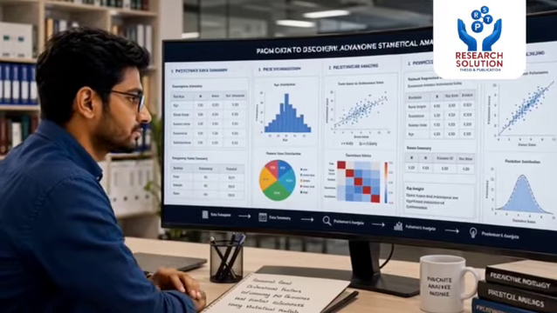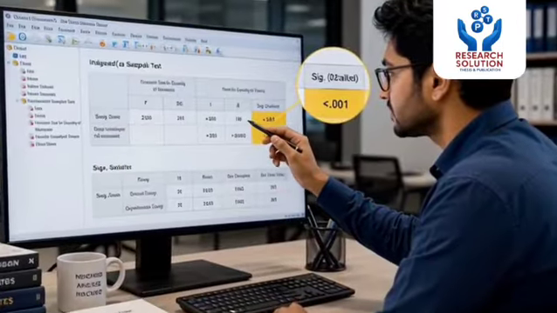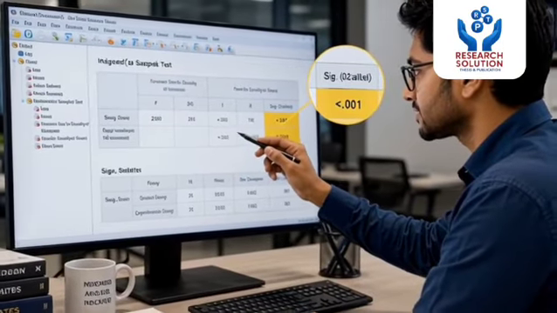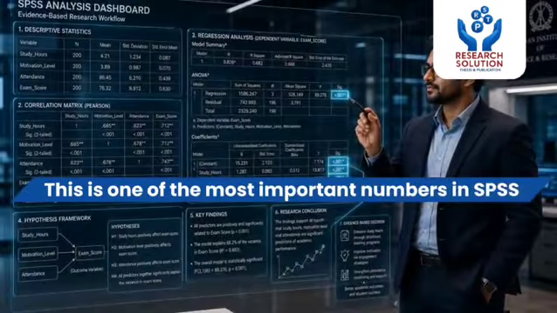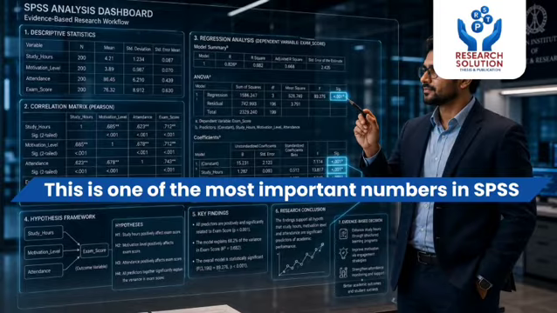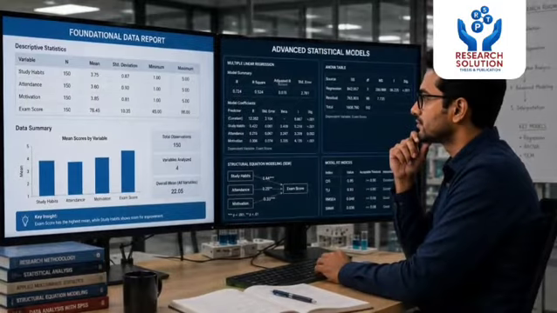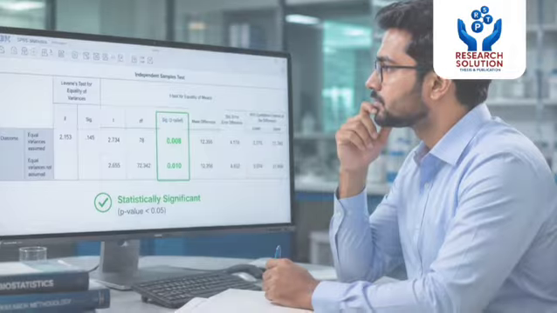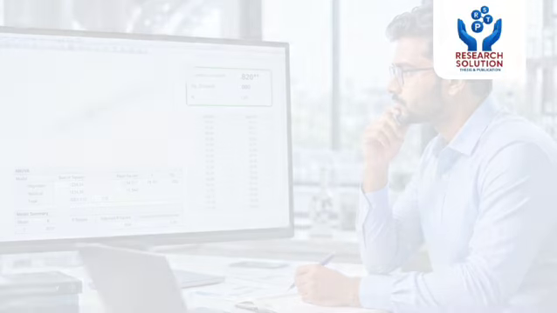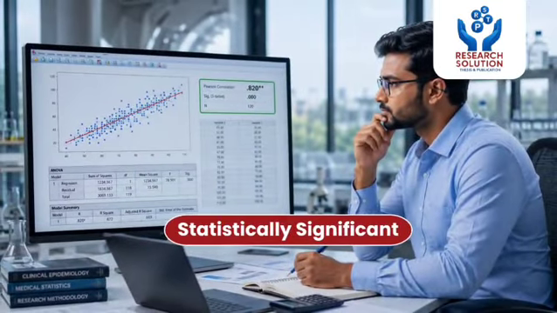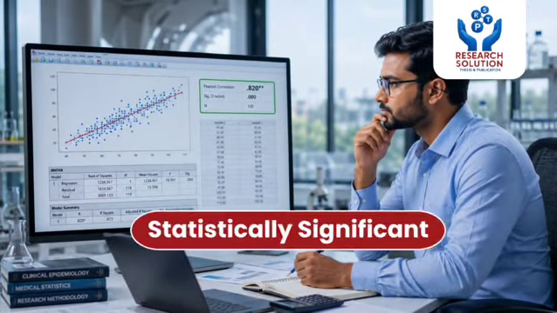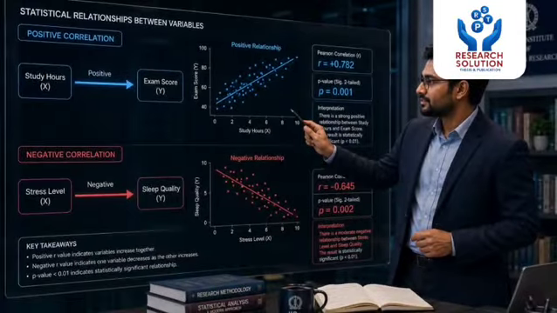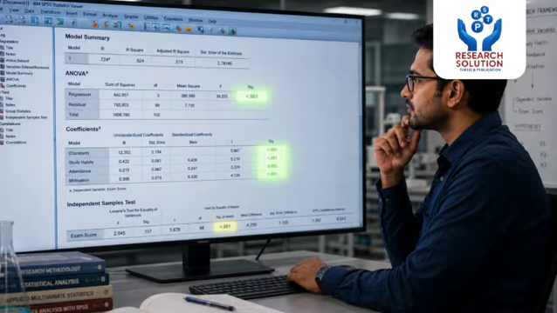Next, focus on the significance value, often labeled as sig or p-value. This is one of the most important numbers in SPSS. In most research studies, if the p-value is less than 0.05, the result is considered statistically significant. This means the observed difference or relationship is unlikely to have occurred by chance alone.